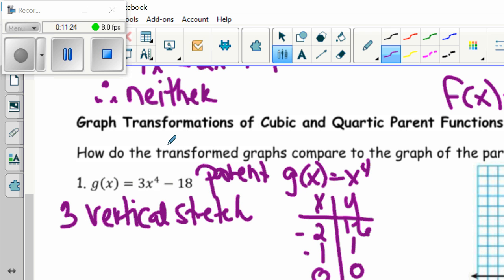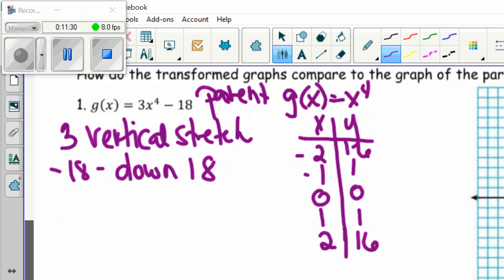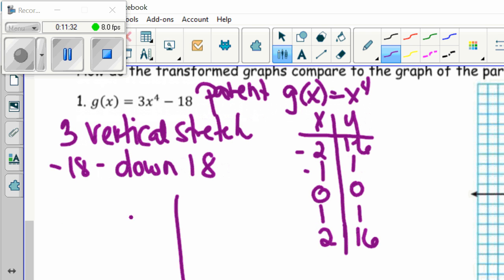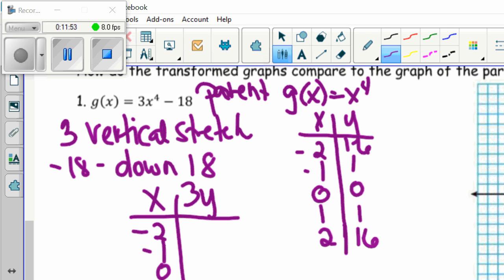Then minus 18 at the end takes the graph down 18. So if I want to graph this, my new XY table, I did not have any parentheses, so my x's stay the same. So I'm still going to have -2, -1, 0, 1, and 2. My y, the stretches and shrinks or compressions. Remember, if it's a vertical stretch, then it's a horizontal compression. So I would have 3y minus 18.